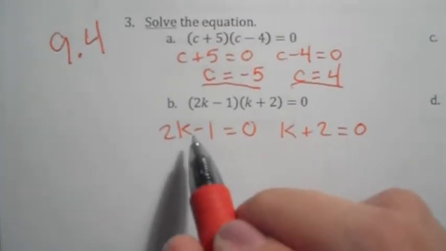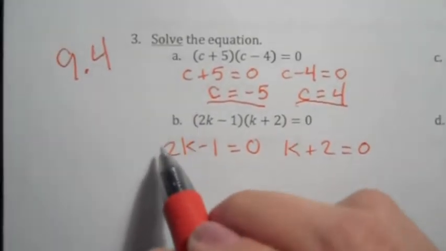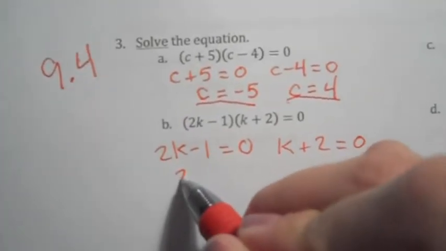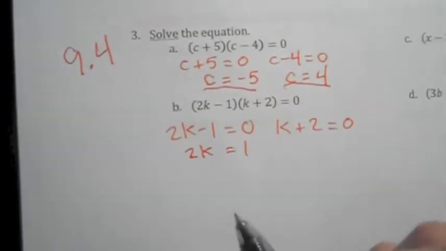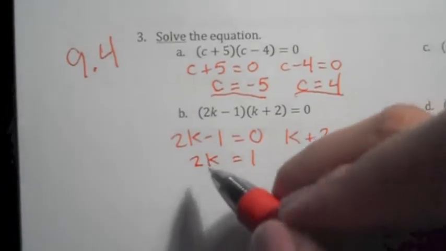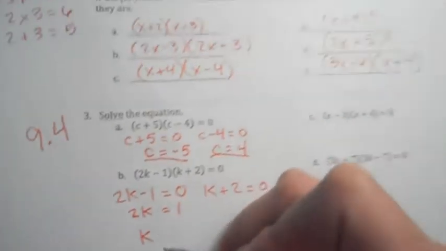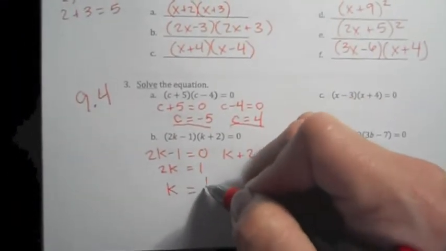Start here. 2k minus 1 equals 0. We need to get the k term by itself, so we send the 1 to the other side. K is still not by itself, so we divide by 2 to get that k equals 1/2.